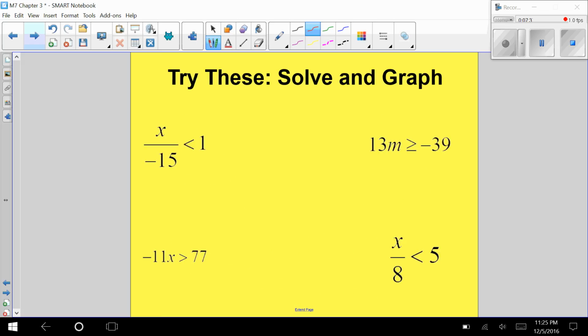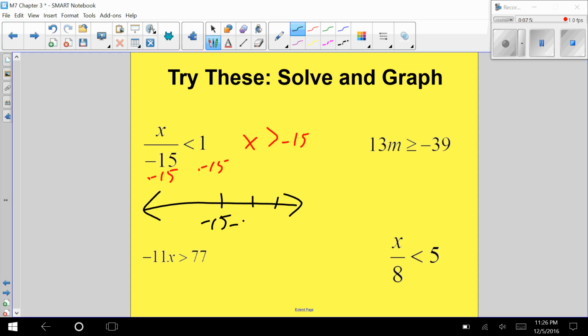And now 4 more for you to try and graph. All right, for the first one, we'll multiply both sides by negative 15. We'll get x is greater than negative 15. For my number line, I put negative 15 in the middle. I get an open circle at negative 15 and my arrow to the right.